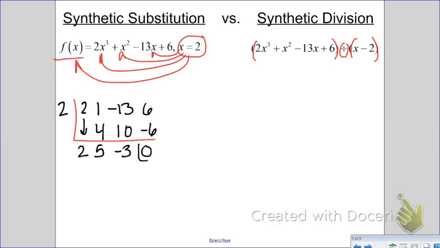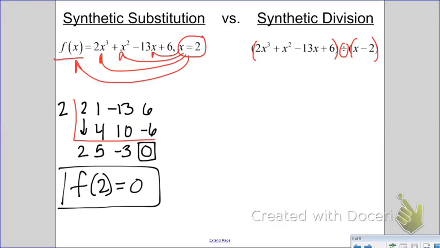When we end up with the 0 at the end, this is actually our answer in synthetic substitution. So f plugged in 2 is equal to 0. This is our final answer when we're doing synthetic substitution. Now let's take a look at synthetic division.